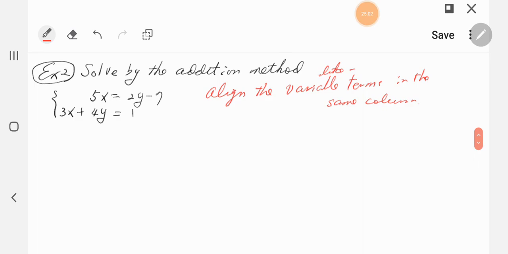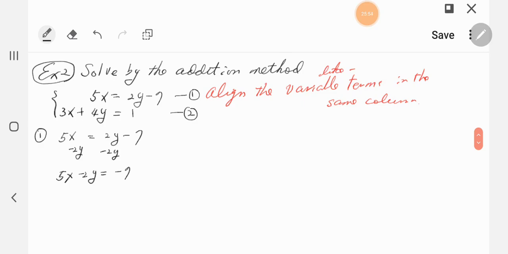Usually the x terms come first, and then the second column is for the y terms, then the equal sign, and then the constant. So from equation one, why don't we move 5x first? Write down 5x first, and then move 2x to the left, so it will be negative. From equation one, we rewrite the equation so 5x comes first. Minus 2y each side, so that we have 5x minus 2y is equal to negative 7.